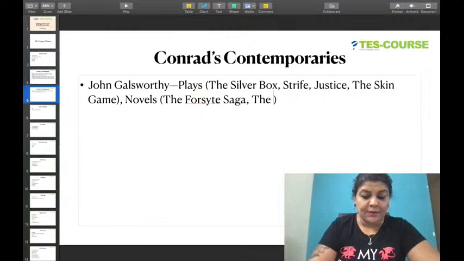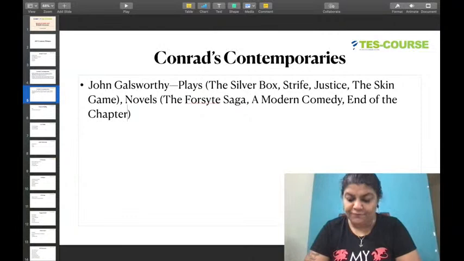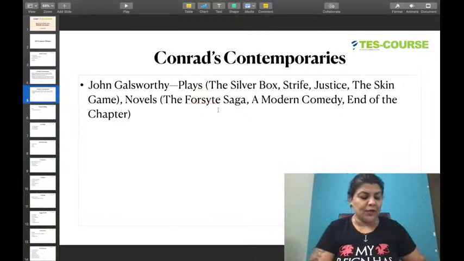A Modern Comedy and the end of the chapter. These are all novel series, okay? Novel, he forged and stole money, correct? Injustice, Pradibha is telling us more details. For his girlfriend Ruth, Hena. Okay, these are all novel series. In Forsyte Saga, there are three novels and two interludes. Modern Comedy also novel series.